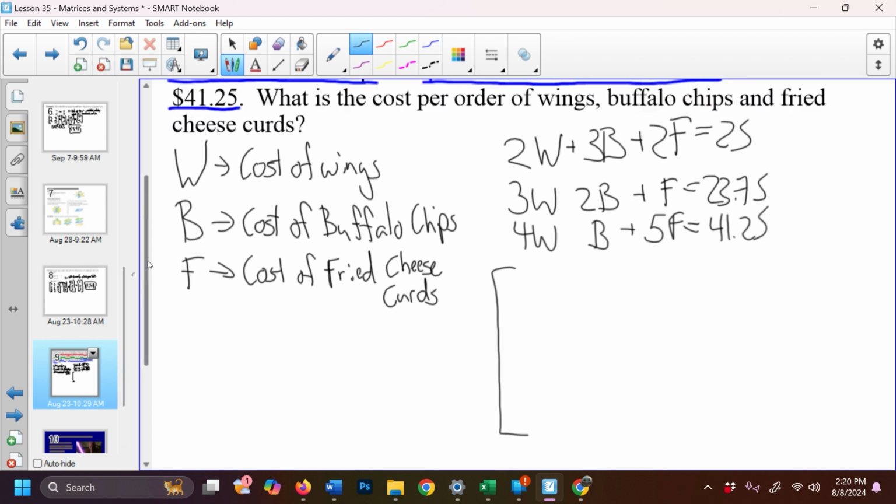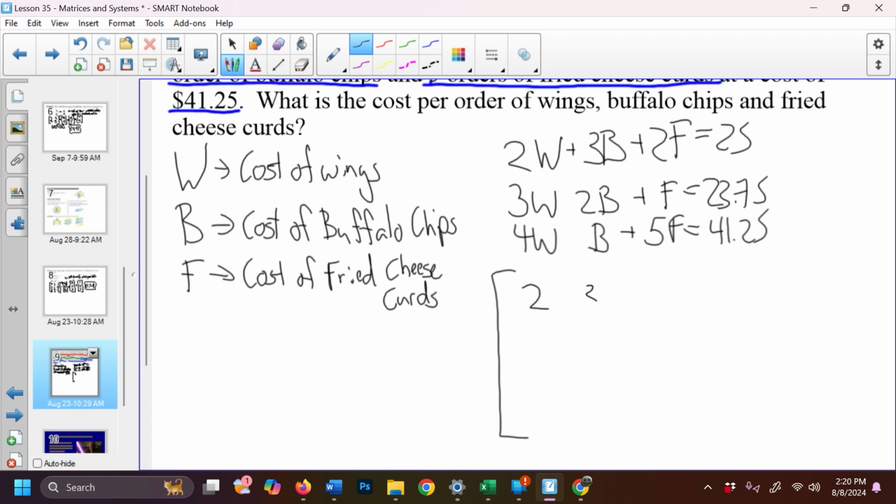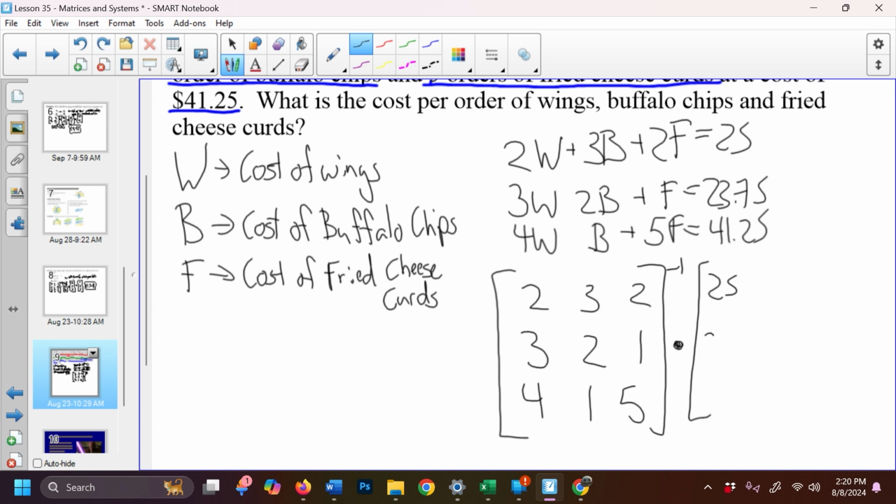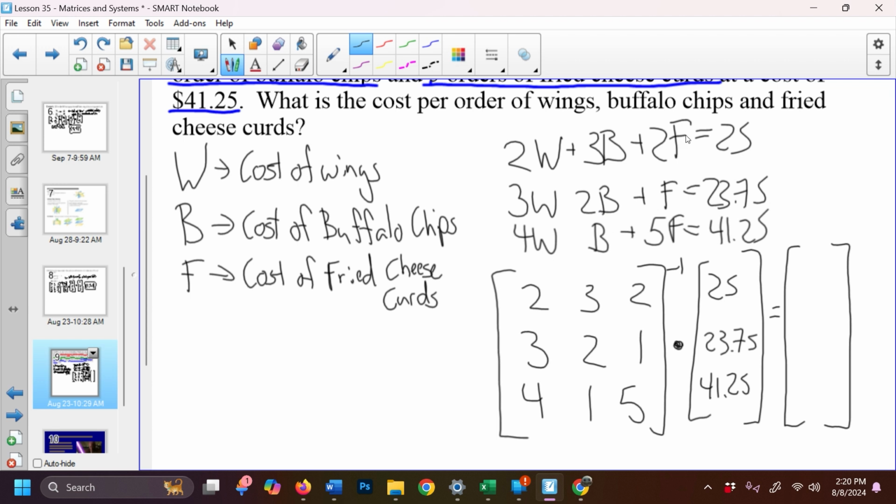All right, so we will then set up our matrices, which will be 2, 3, 2, 3, 2, 1, 4, 1, 5, and we're going to multiply the inverse of this matrix by 25, 23.75, and 41.25, and that will give us a result of W, B, and F.